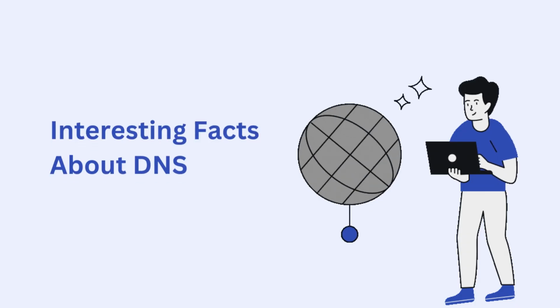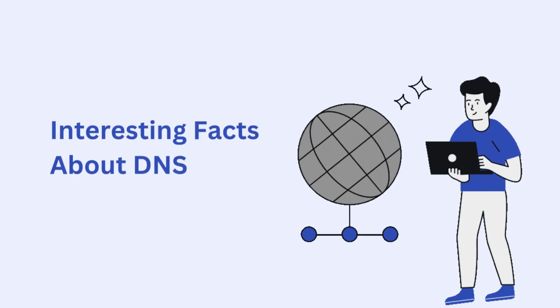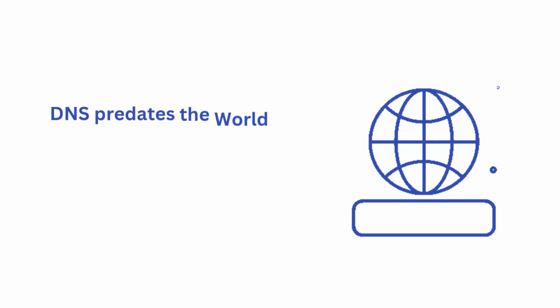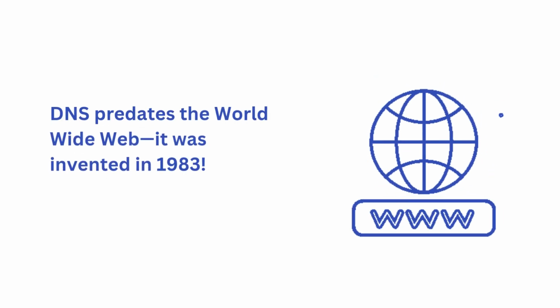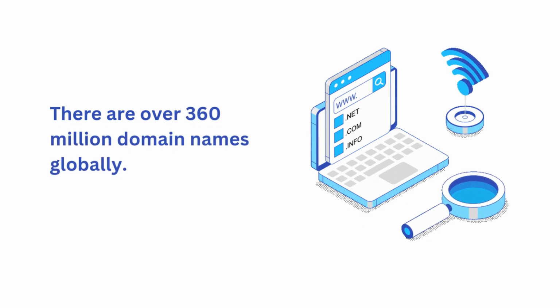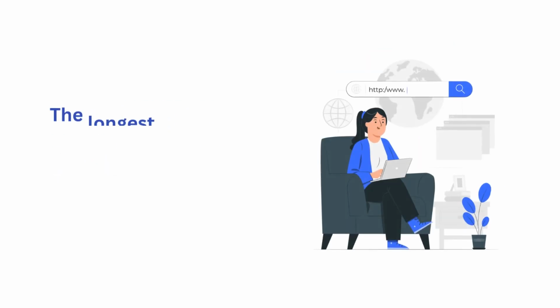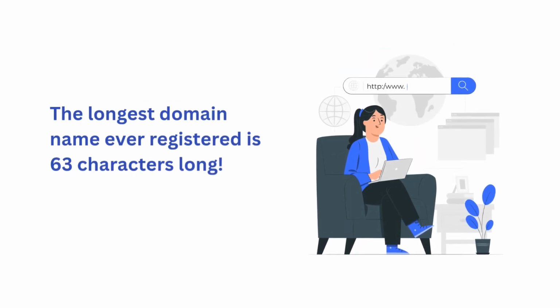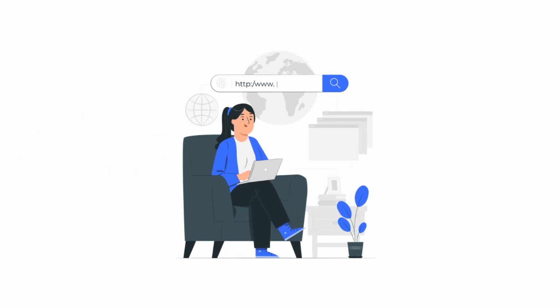Before we wrap up, here are some fun facts about DNS. DNS predates the World Wide Web. It was invented in 1983. There are over 360 million domain names globally. The longest domain name ever registered is 63 characters long.